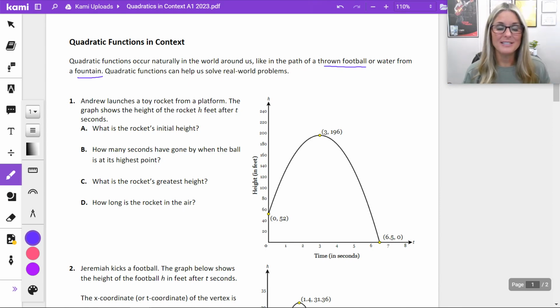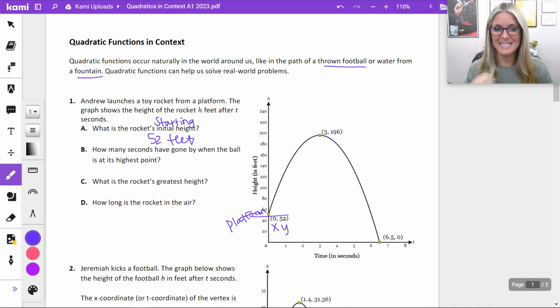Number one, Andrew launches a toy rocket from a platform. I'm going to go ahead and label over here. This is going to indicate Andrew on that platform. The graph shows the height of the rocket h feet after t seconds. Question A, what is the rocket's initial height? Initial represents starting or beginning height. So looking right there at that y-intercept where I already labeled platform, what is that height? And think about our x and y coordinates. So we've got at 0 seconds, 52 feet. So therefore, the initial rocket's height is 52 feet.